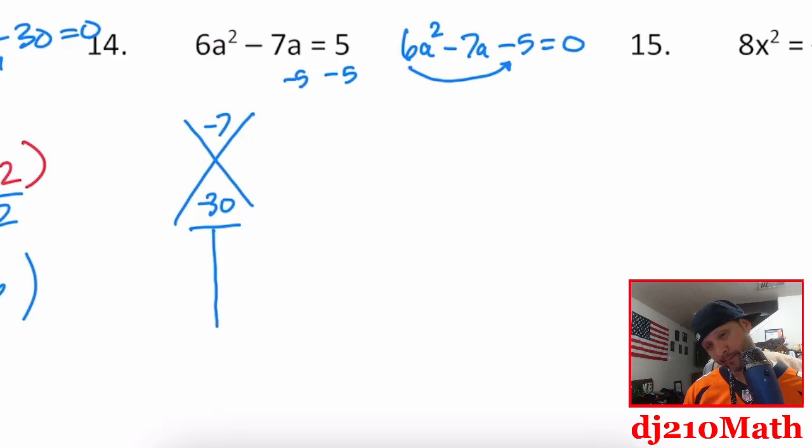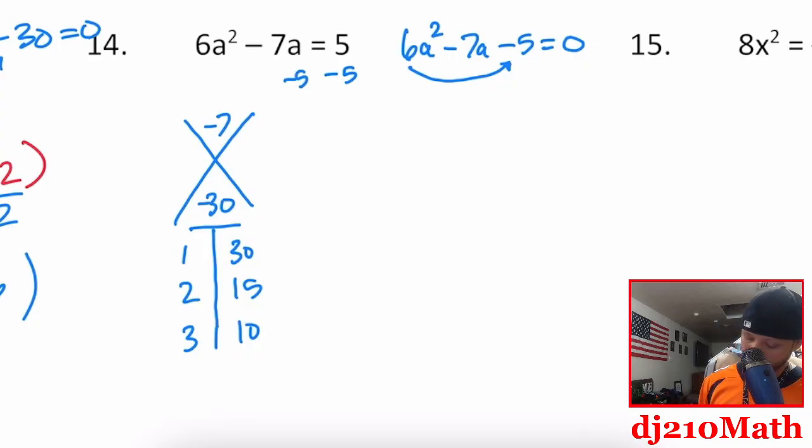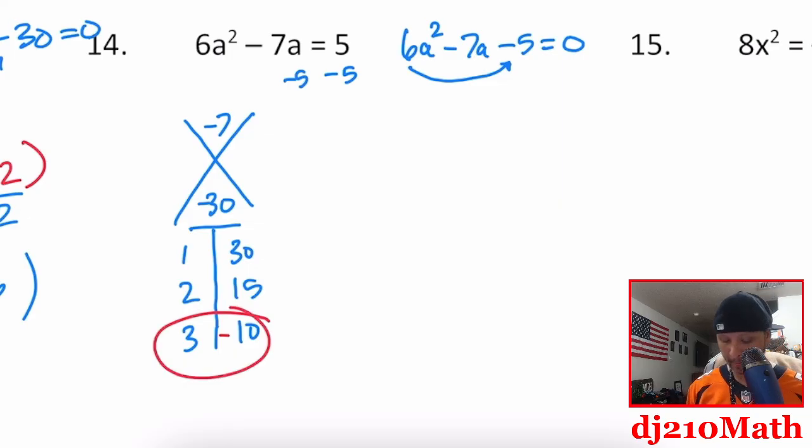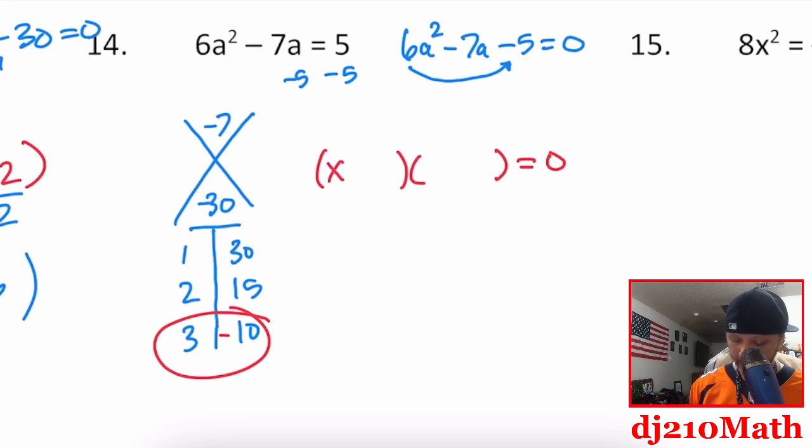Okay. 1 and 30. 2 and 15. 3 and 10. All right, that's the one. Right, 3 and 10 can make a 7 somehow. And it has to be negative. So the big one, right? Because negative 10 plus 3 is negative 7. Put this into our factors. a plus 3, a minus 10.